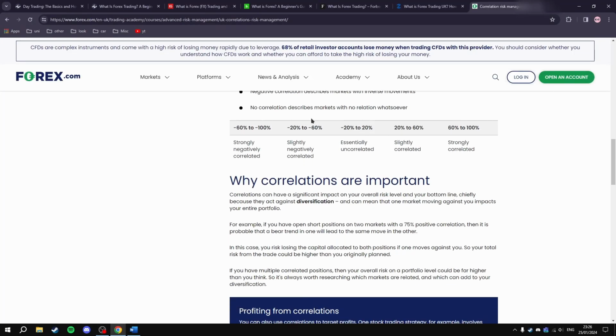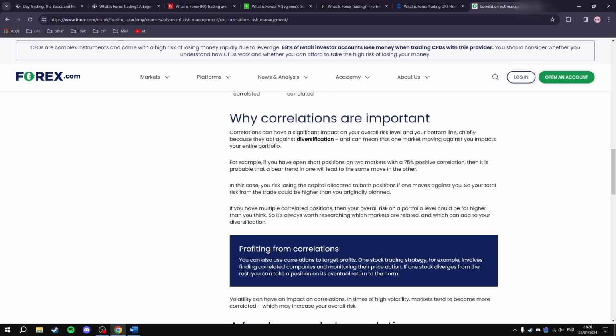Okay. Why correlations are important. Correlations can have a significant impact on your overall risk level and your bottom line, chiefly because they act against diversification, and can mean that one market moving against you impacts your entire portfolio.